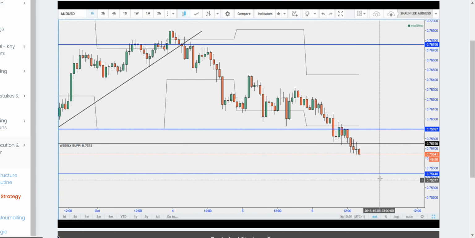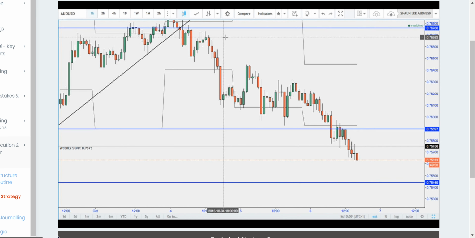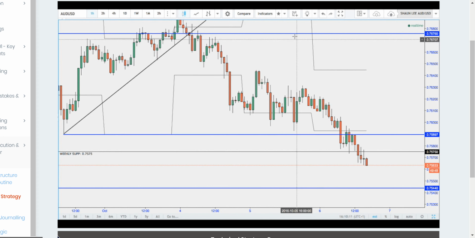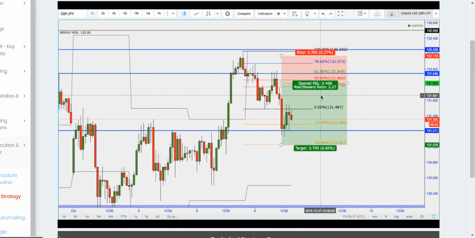Next point of call is probably this daily area of support next to 0.7550. Nice round number over there. So I'm watching, stalking this for a potential buy setup going forward. Any more trend lines? Nice short GBP/JPY trade I put on this morning and came close to my target.